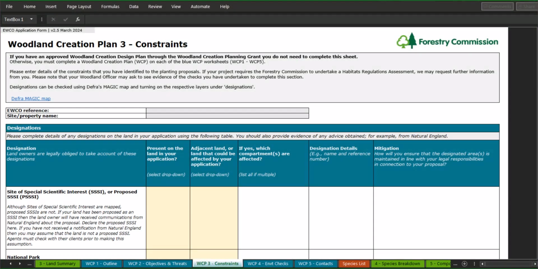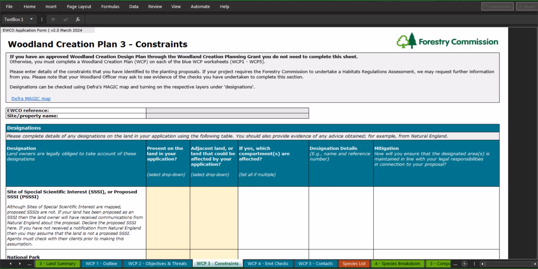In this section of the training videos, we will be looking at WCP3, which is the constraints section of the EWCO application form. Essentially, what this section of the form is looking to do is to undertake a desk survey to identify the potential factors that could impact the woodland creation proposal, or that could be impacted by the woodland creation proposal.